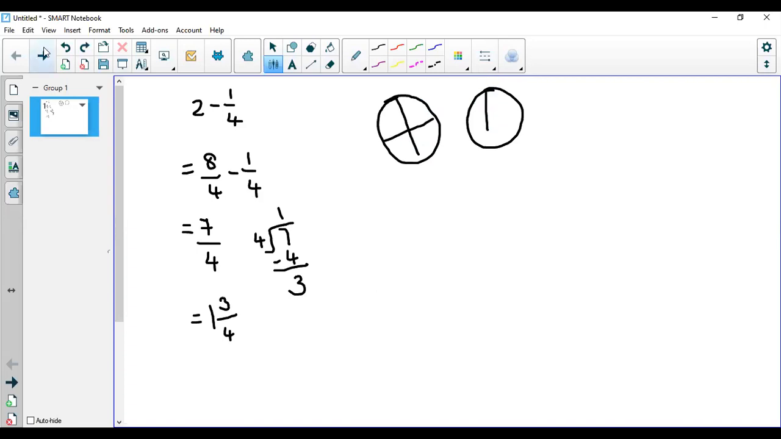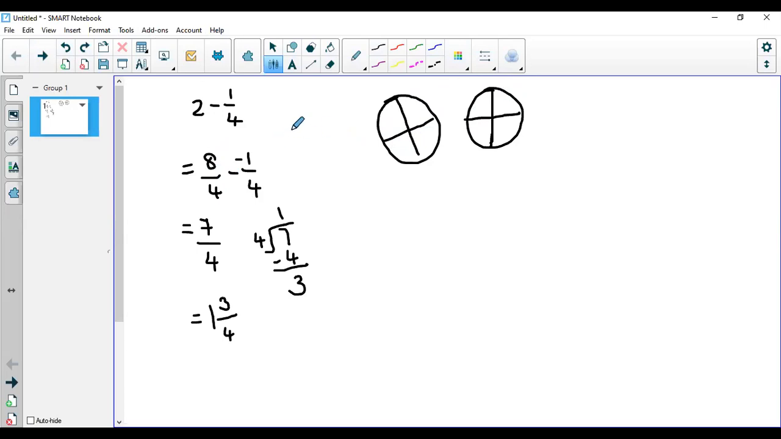So, oops, that's not straight. Okay, so I'm going to divide this also into 4. So how many parts do we have in all? Now we have 1, 2, 3, 4, 5, 6, 7, 8. That's how we got 8 over 4. Now you understand how we got 8 over 4? When you have two wholes and then we divide each into 4.